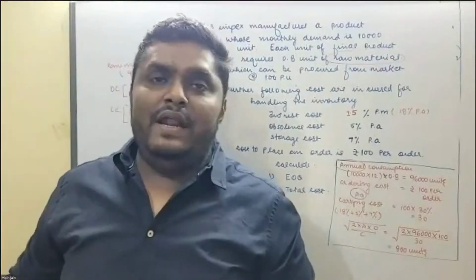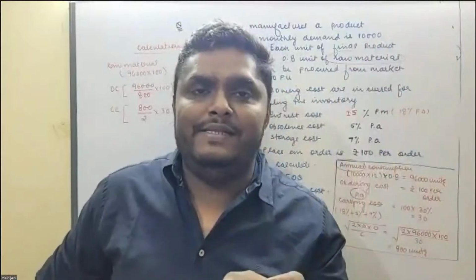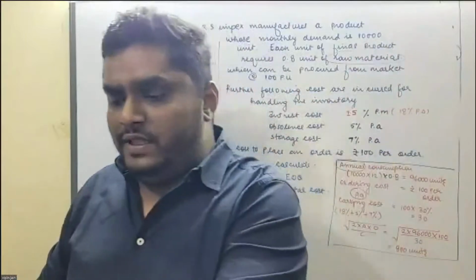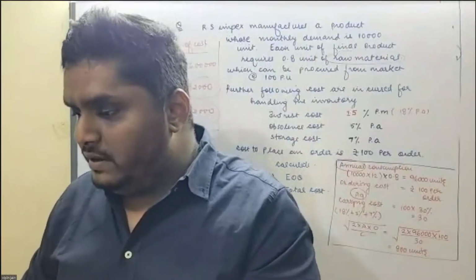So guys, we are done with economic order quantity. That is the first part of setting quantitative levels. Now let's proceed further with the next part. Still waiting if you guys have any query.